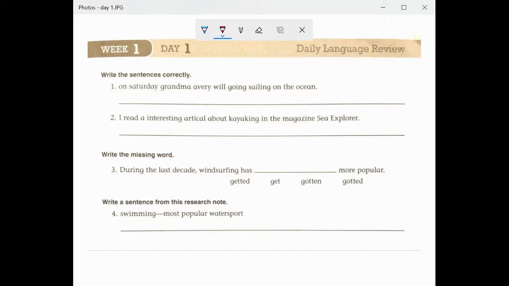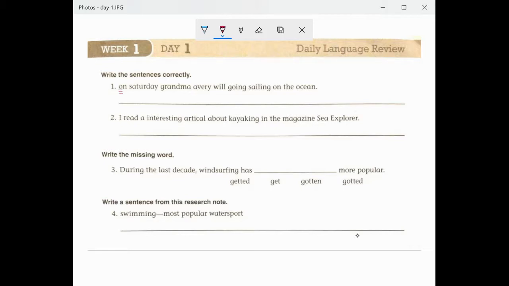Number 1 says, on Saturday, Grandma Avery will going sailing on the ocean. Well, that doesn't even make sense. There's so many things wrong. First of all, the first word of each sentence should be capitalized. So when I draw 3 lines under a letter, that means to capitalize it. So when you rewrite the sentence, you will write the word on, but you'll use a capital O.